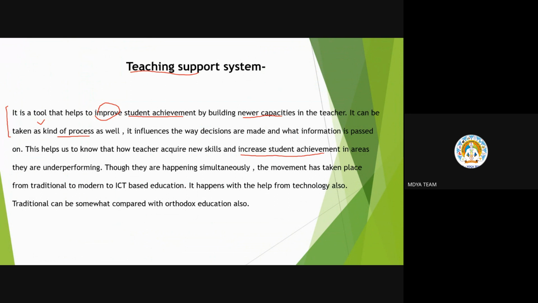Okay. Though they are happening simultaneously, the movement has taken place from traditional to modern to ICT based education. First, the support systems were traditional. So, can you give me an example of a traditional support system? I'm using a chalk and a board and a kind of textbook.